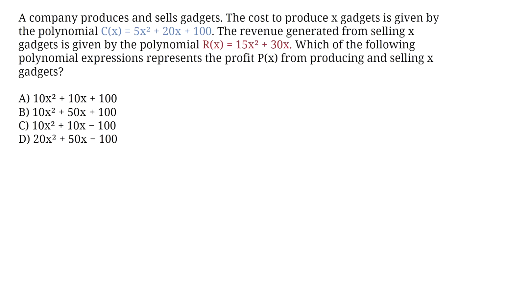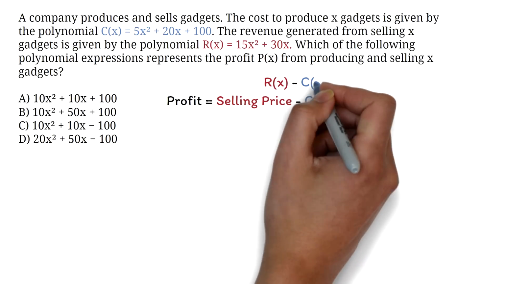To pass the GED, you must be able to create polynomials from written descriptions. Here, we are writing an expression to represent P(x), which is the profit. We know that the profit is the selling price minus the cost price. Selling price is the same as the revenue. So we are just going to subtract our polynomials.